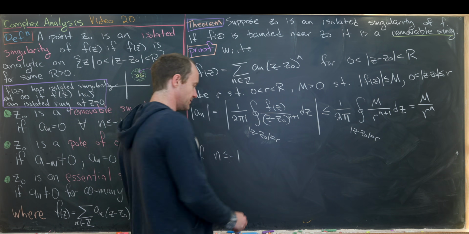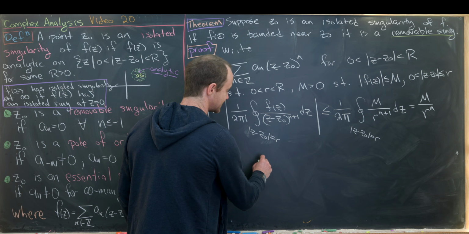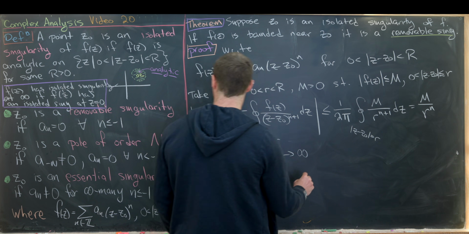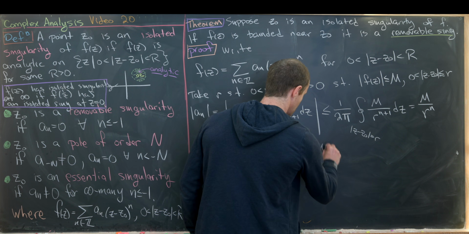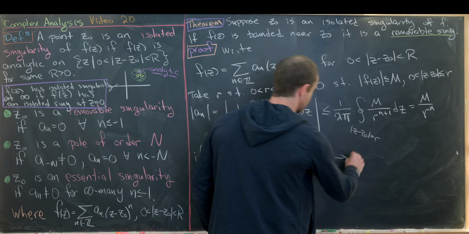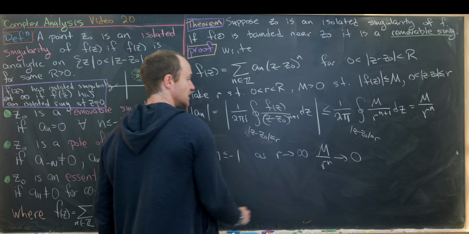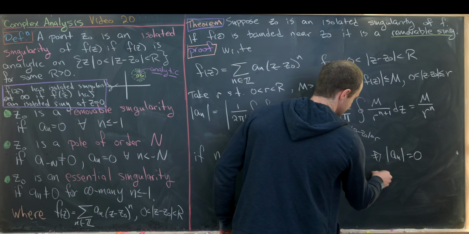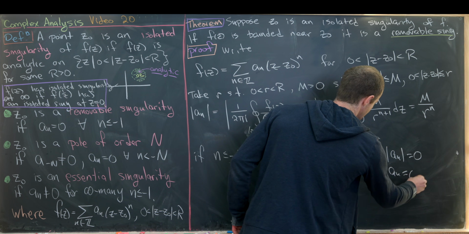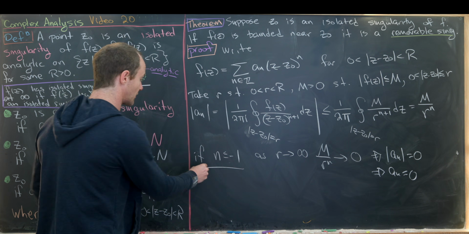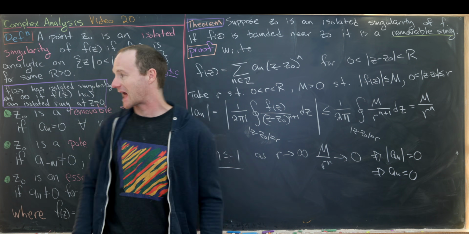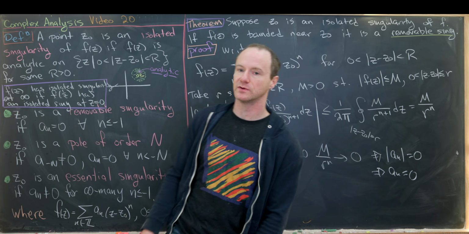And that's important because in that case, as r trends off to infinity, we see that m over r to the n trends off towards 0, which means the modulus of a sub n equals 0, which means a sub n equals 0. And that's true for all n less than or equal to -1. But that's exactly what we need to have a removable singularity.